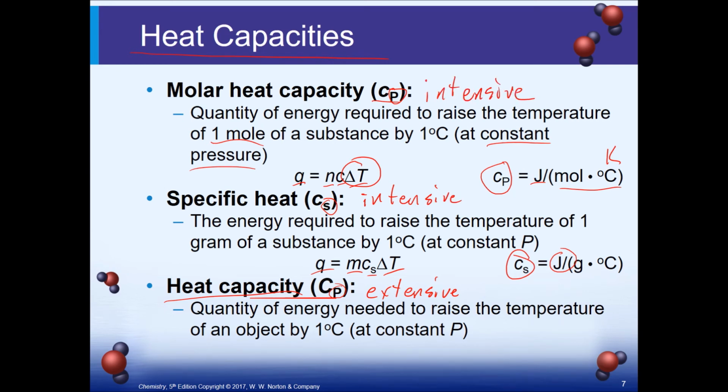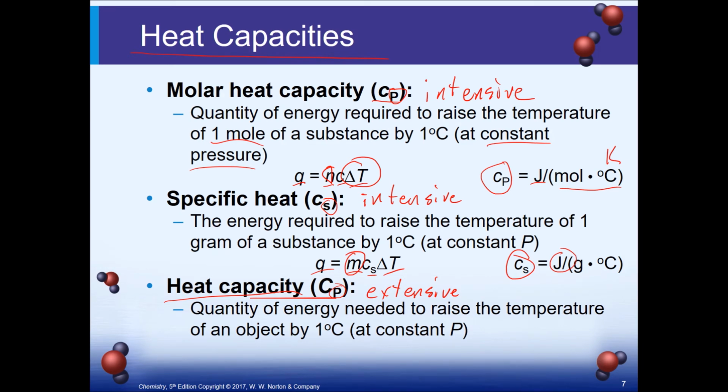For intensive properties, the amount of material we have doesn't matter, because we take that into account with either the moles or the mass. And so we can tabulate a specific value for the molar heat capacity or the specific heat capacity. For just plain heat capacity, where it's an extensive property, the amount of material that we have matters. And the value that we specify for the heat capacity depends on exactly what we have in front of us.